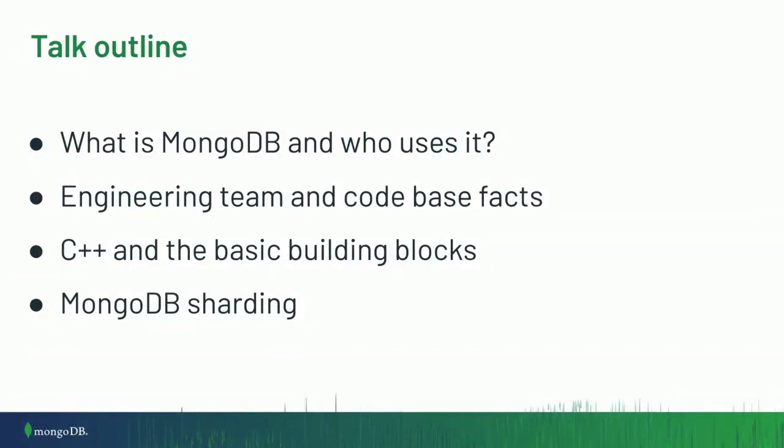My talk is going to be structured like this. My assumption is that not everybody in the world knows what MongoDB is, so I'm going to spend a few minutes to introduce it, what it is about, and what differentiates it from other databases. After that, I'm going to present some interesting facts about the engineering and the source code behind it in order to set the frame for the rest of the talk. Because this is a C++ meetup after all, I'm going to start from the bottom with the basic C++ building blocks, components and platform things that we built. And finally, because this is my strongest point, I'm going to talk about MongoDB sharding.